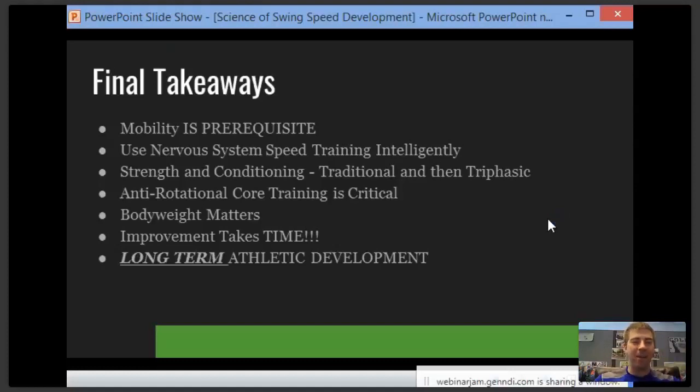And then I think the big thing also is that improvement takes time. I think it's very easy to get caught up in gaining 10 miles an hour really quickly. What we're looking at is long-term. We use the term long-term athletic development, and that doesn't just apply to children or juniors. That applies to seniors too. Looking at, you're 60 right now. What's your long-term plan for the next 10, 20 years to maintain your speeds up as high as you can?